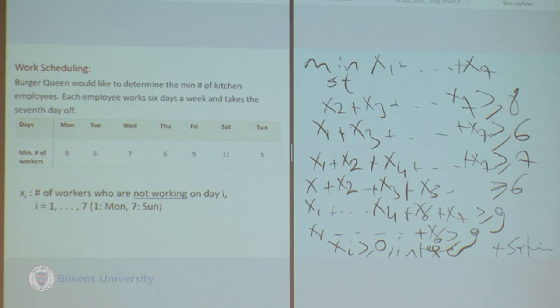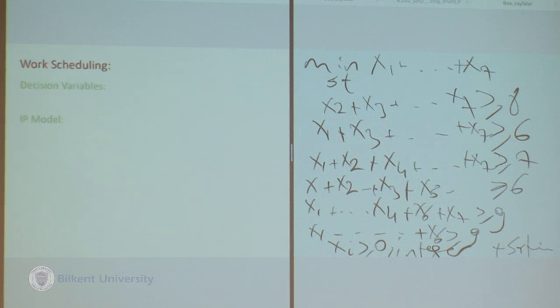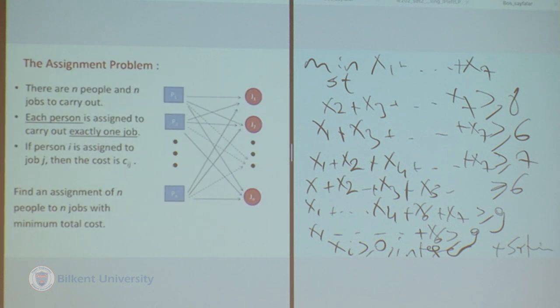Okay? So you have to write a constraint for each day. All right.